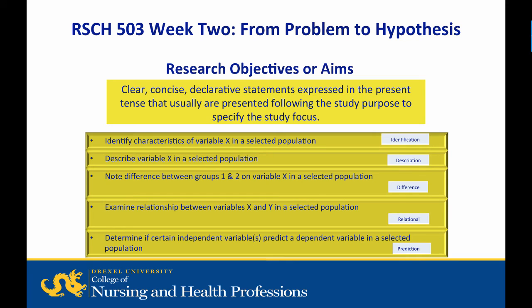Research objectives or aims are clear, concise, declarative statements presented after the problem and purpose have been identified. The variables in the study are identified and described in the research objectives or aims. Since the investigator indicates that the study will explore differences between two groups in terms of a variable, that type of research would be called descriptive research. Sometimes relationships between two variables in a population are of interest to the researcher. Sometimes the researcher wants to determine if an independent variable can predict a dependent variable in the population of interest.